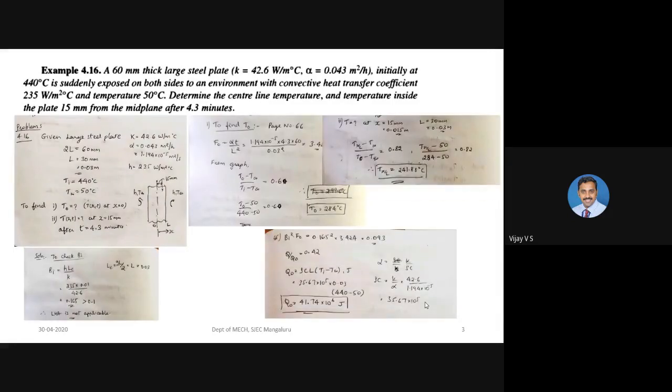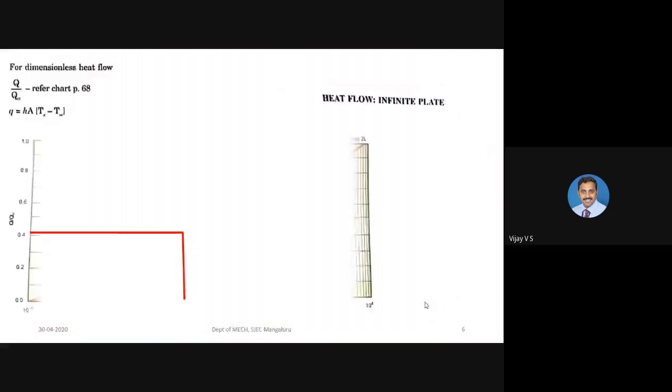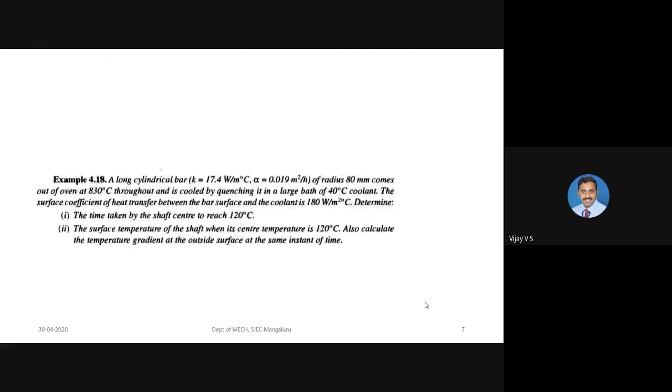So this is over now, the steel plate. These three graphs we calculated. Next we will solve a problem on a cylindrical bar. So the infinite plate is over. Now, a long cylindrical bar.